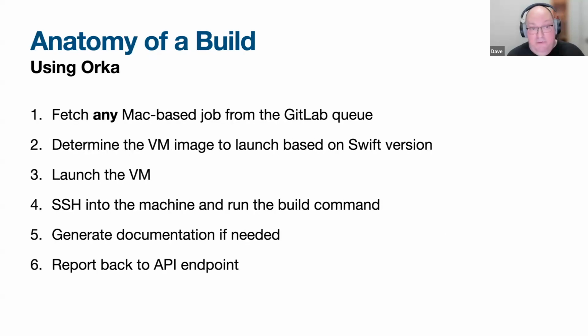So the anatomy of a build after Orka is this. Now the orchestrator fetches any Mac-based job from the GitLab queue. It decides which VM image to launch based on the job that it's picked up. So it spawns a specific VM, SSHs into it during that build process, runs the build commands, generates the documentation, and reports back in the same way. And once that VM has gone away, the next time that VM is launched, so next time we need a Swift 6 build, we get a completely fresh version of the Swift 6 image.